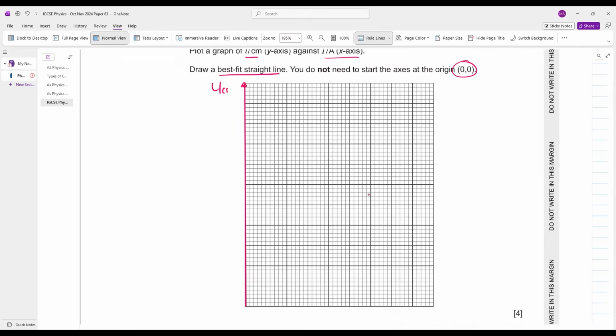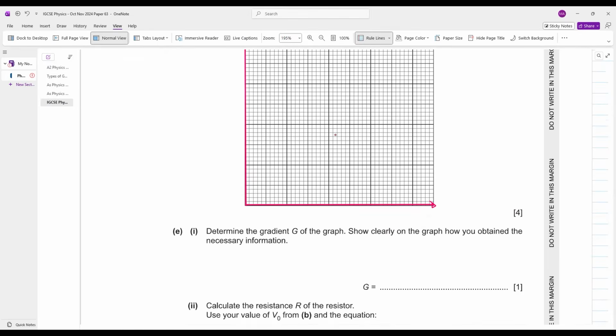Okay, so length per centimeter on the y-axis. What are we plotting on the x-axis? Current per ampere. Okay.